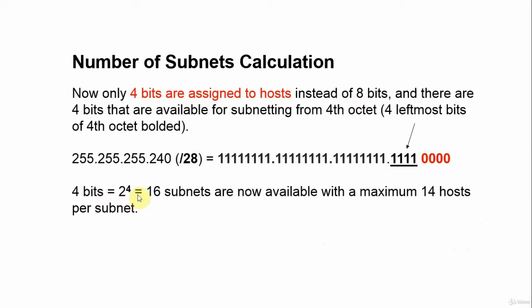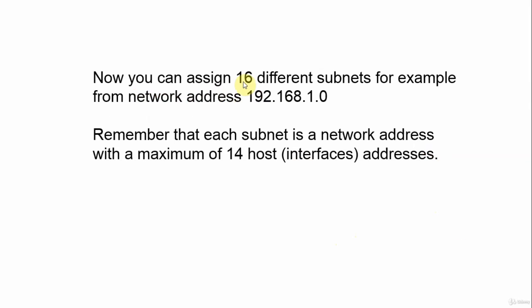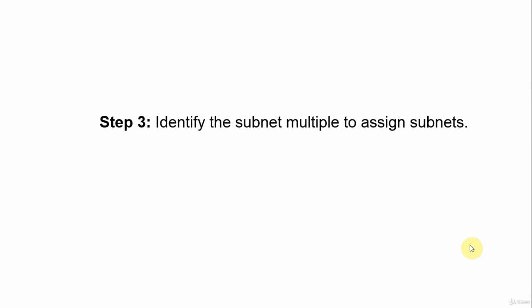Another way of looking at it is 2 to the 4th is 16, with a maximum of 14 hosts per subnet, or VLAN in this case. So that's easy enough. So you can assign 16 different subnets from network address 192.168.1.0. And that's interesting to be able to do. In this case, I only need 3 subnets because I've got 3 VLANs, and I can assign 14 hosts per VLAN. But I can use the additional subnets for expansion purposes, for example.